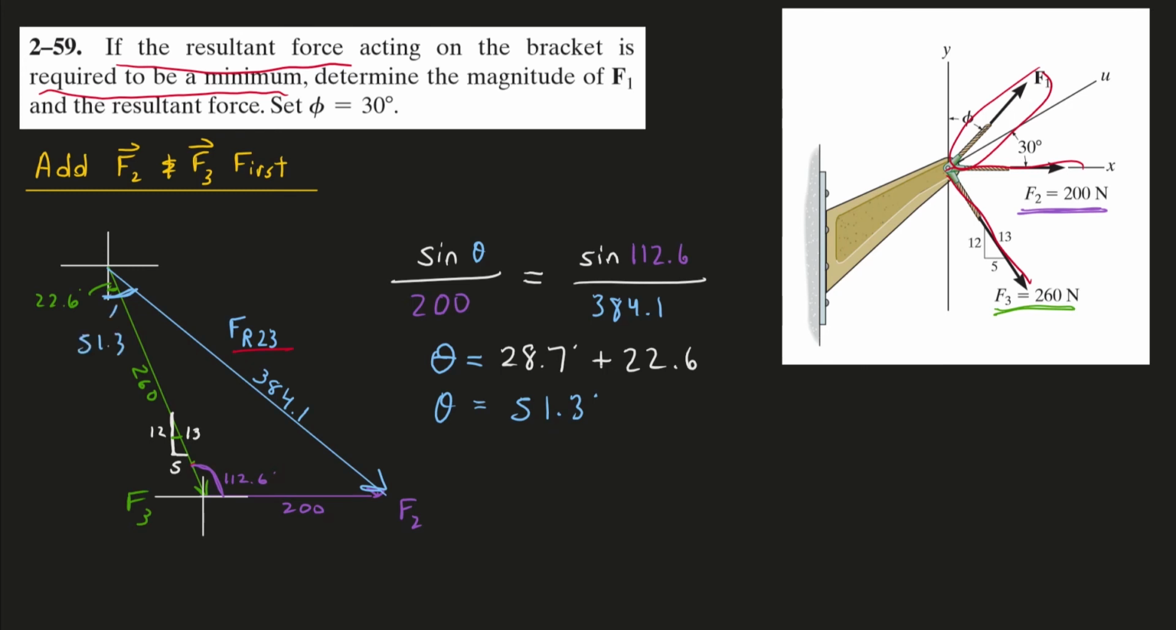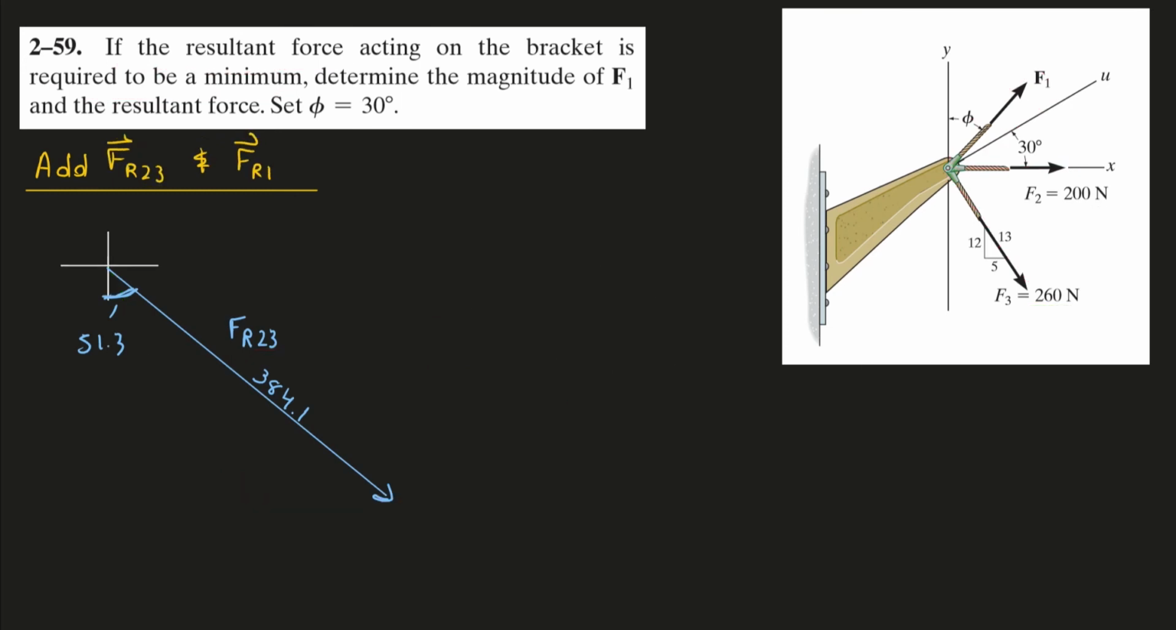Alright, so now we have the magnitude and the direction of this vector. And now we can move on to adding force 1. So now I'll continue off of force resultant 2, 3, and I'll draw F1 so I can add it. And note that this angle here is 30 degrees. And I have no idea how long this vector is. And I always want to draw a y and an x-axis right here because that always helps.